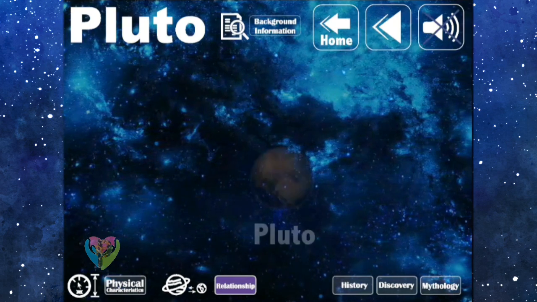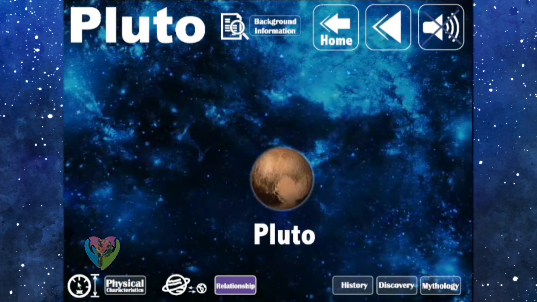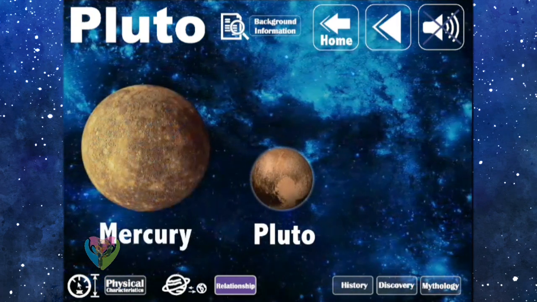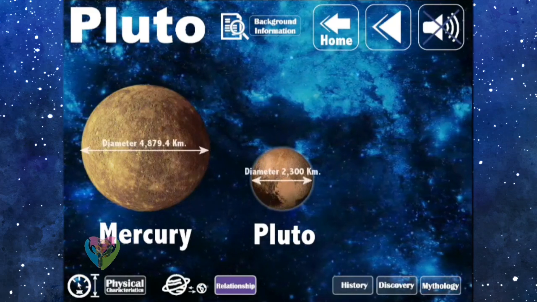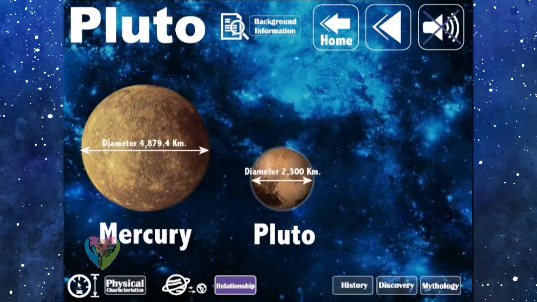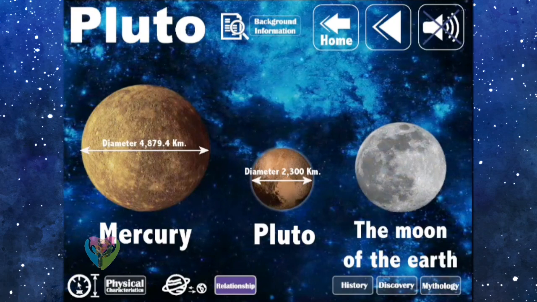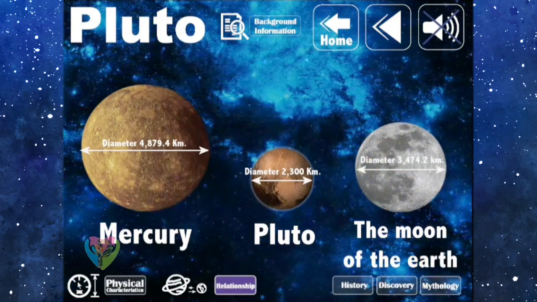Relationship. Pluto is very small when compared to the size of Mercury, as Mercury is 2 times bigger than Pluto. Pluto is even smaller than the moon of the Earth. When compared to the moon of the Earth, it is 1.5 times bigger than Pluto.